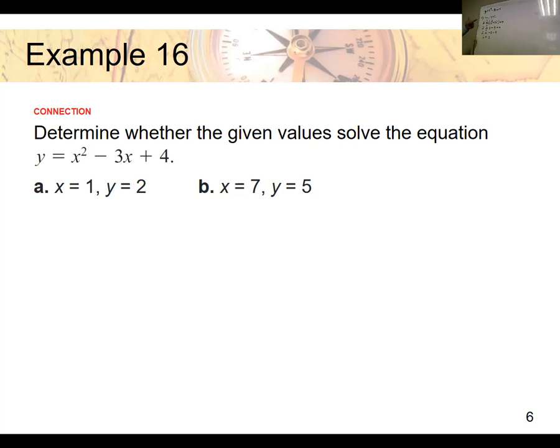So that means that the ordered pair x equals 1, y equals 2 solves the equation y equals x squared minus 3x plus 4. Okay, that's part A.